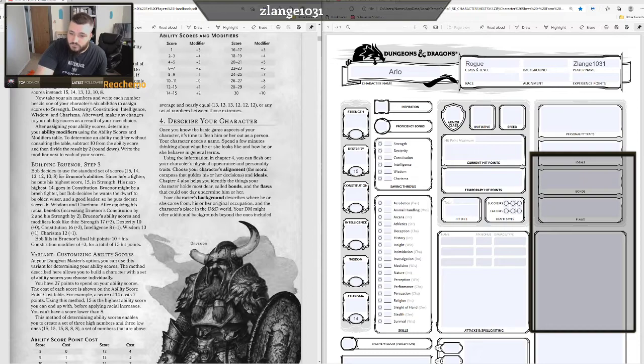Next is you want to figure out how tanky, healthy you want to be. Because a lot of people will play rogues as get in, hit, get out. But sometimes you can't get out that easily. So you want to have a lot of health because you might be a frontline fighter. A stealthy frontline fighter, but a frontline fighter nonetheless. If that's not the case, maybe you want to be a wise rogue.